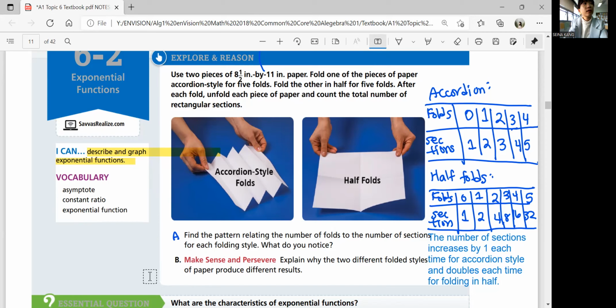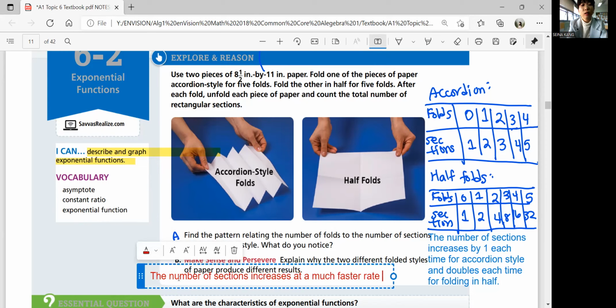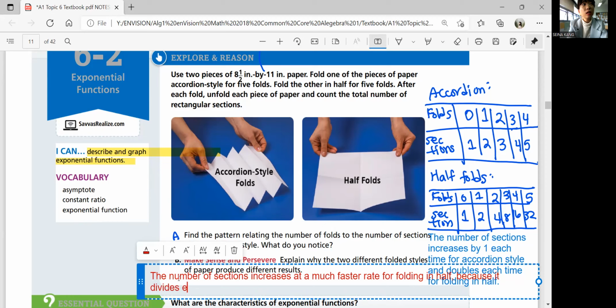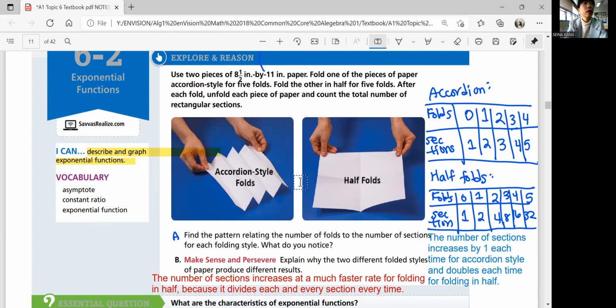So let's write that down as well. The number of sections increases at a much faster rate for folding in half because it divides each and every section. Okay.